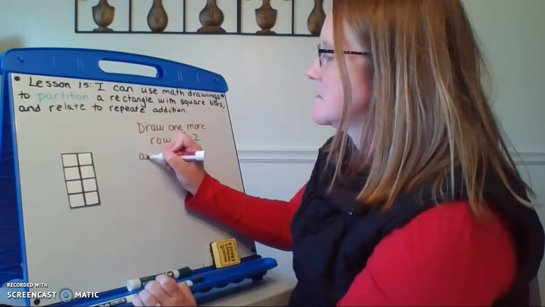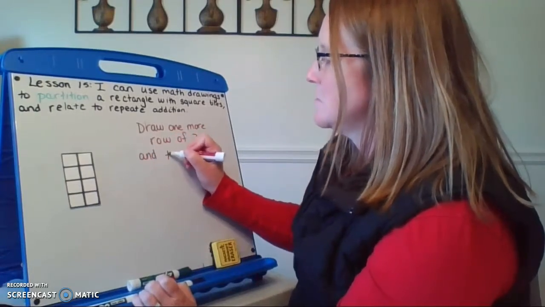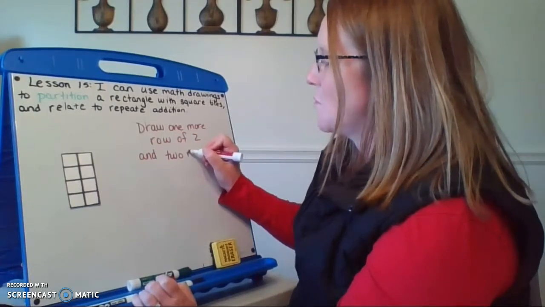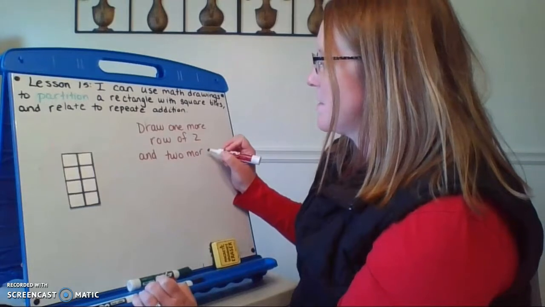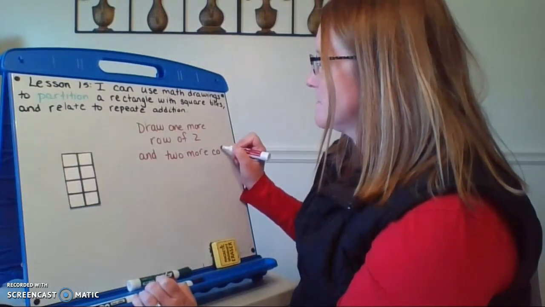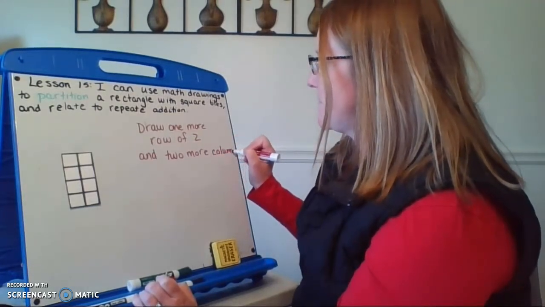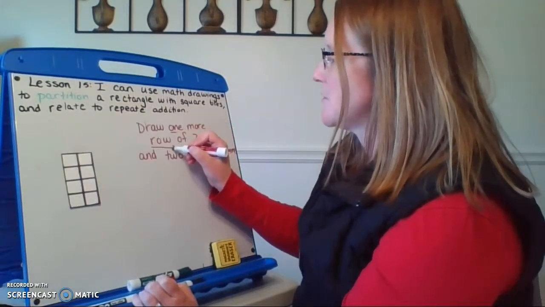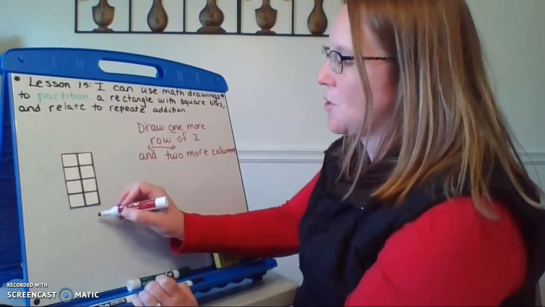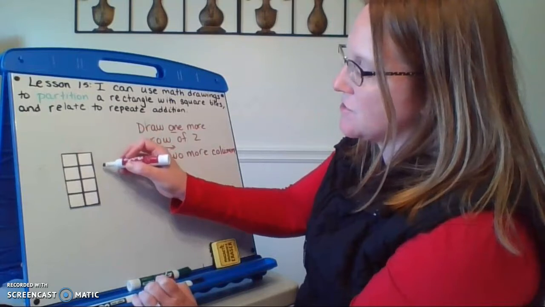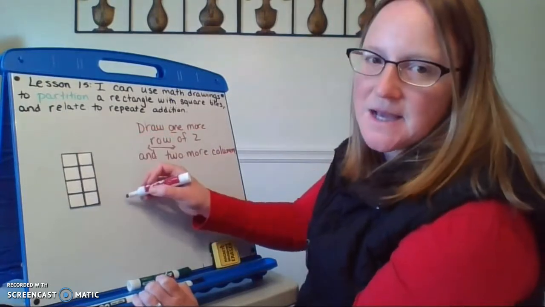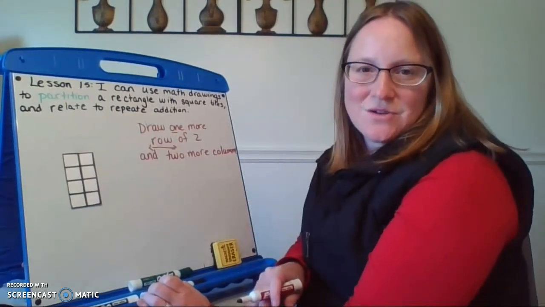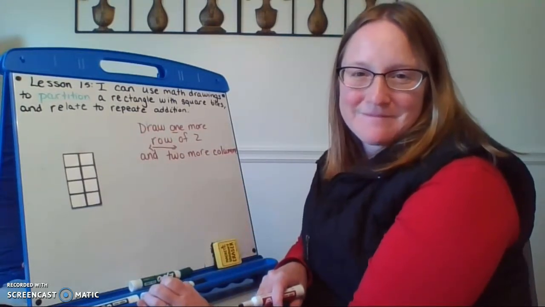And 2 more columns. See if you can solve that one out. So one more row, remember rows go left and right, one more row of 2, and then you're going to draw 2 more columns onto your picture. Go ahead and pause the video.